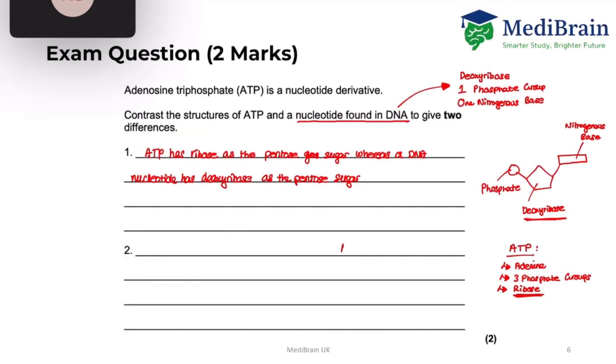Okay. Now the second difference that I'm going to state, so we've said deoxyribose, so we know that ATP has 3 phosphate groups, whereas a DNA nucleotide only has 1 phosphate group, as you can see over here and over here.